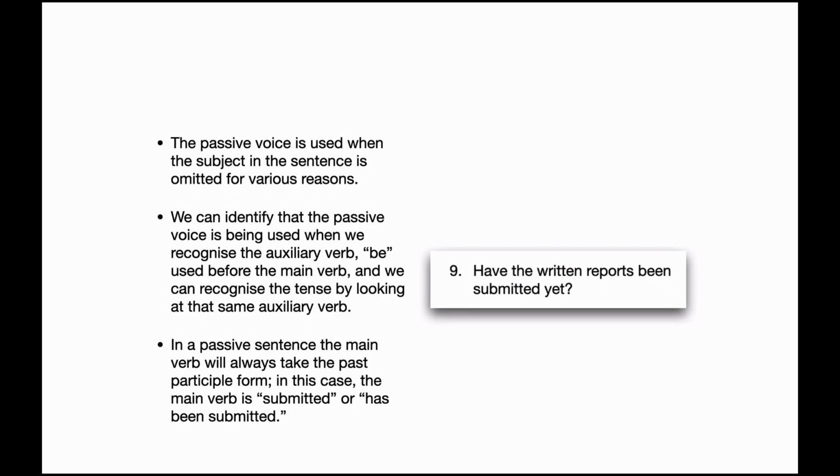The passive voice is used when the subject in the sentence is omitted for various reasons. We can identify that the passive voice is being used when we recognize the auxiliary verb be used before the main verb, and we can recognize the tense by looking at that same auxiliary verb. In a passive sentence, the main verb will always take the past participle form. In this case, the main verb is submitted or has been submitted.